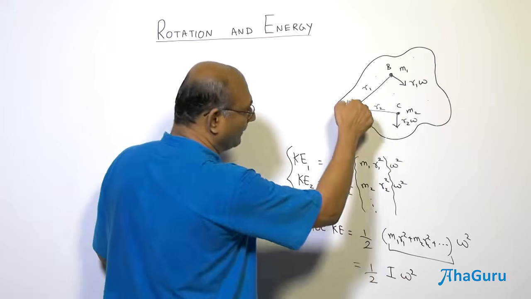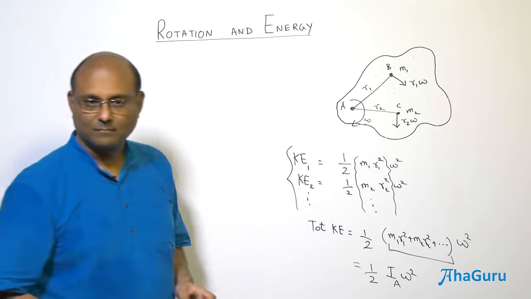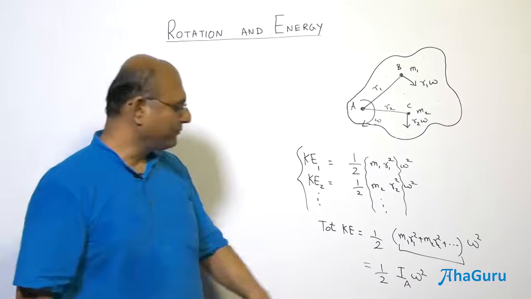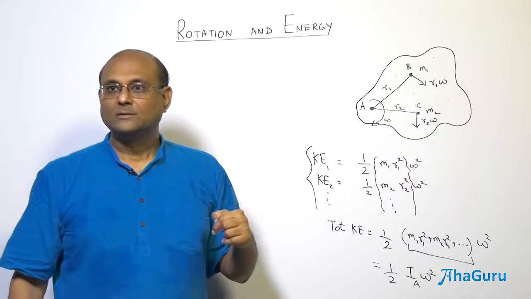Now this I has to be about the axis. So I'm going to write IA, as in I for the axis A. Moment of inertia about the axis A, passing through A. So I hope that is clear.